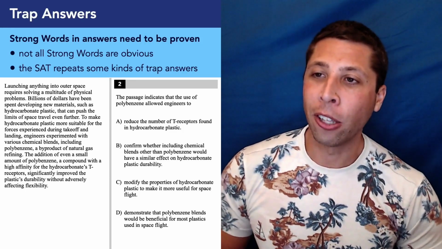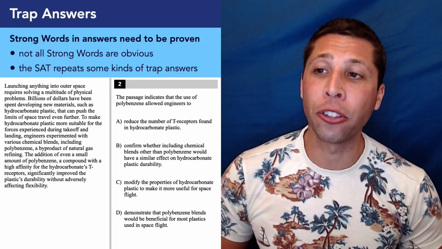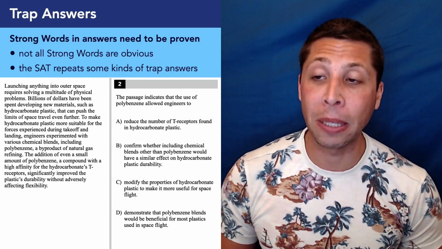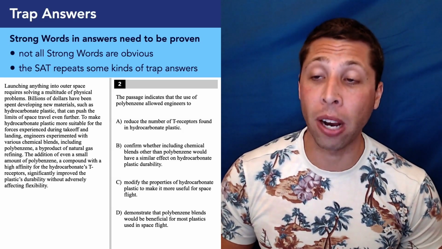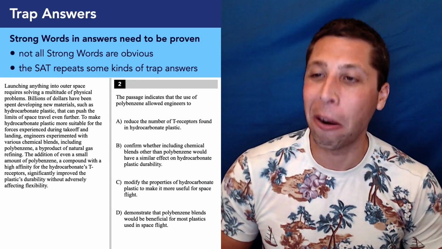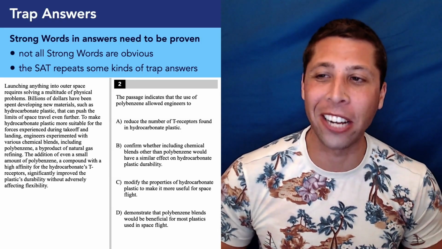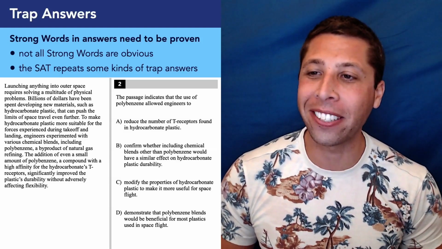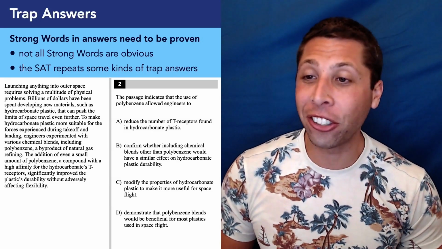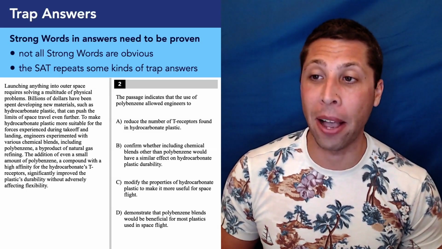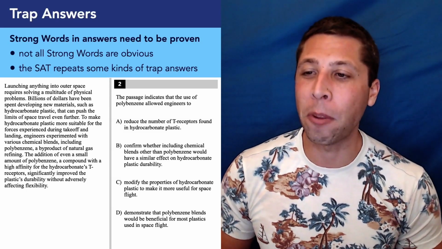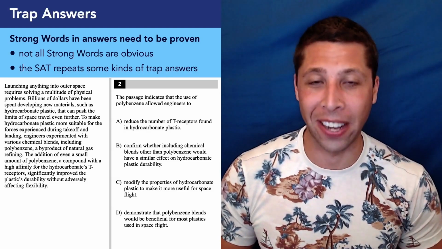Launching anything into outer space requires solving a multitude of physical problems. Billions of dollars have been spent developing new materials, such as hydrocarbonate plastic, that can push the limits of space travel even further. To make hydrocarbonate plastic more suitable for the forces experienced during takeoff and landing, engineers experimented with various chemical blends, including polybenzene, a byproduct of natural gas refining. The addition of even a small amount of polybenzene, a compound with a high affinity for the hydrocarbonate's T receptors, significantly improved the plastic's durability without adversely affecting flexibility.